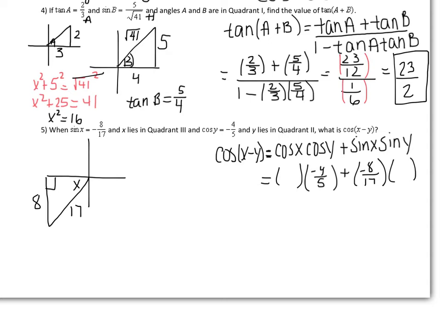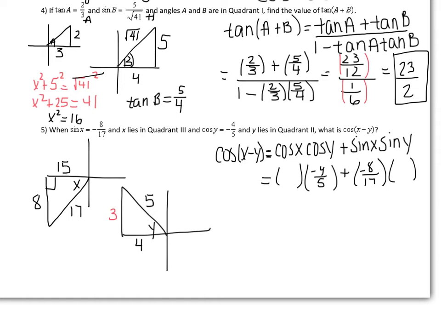Okay, let's go ahead and draw a picture about y. Y tells you it's in quadrant 2. So here's y, and they tell you that cosine is 4 over 5. So remember, 4 is the adjacent, and the 5 is the hypotenuse. Now we know a Pythagorean triple, so we know that this side is 3. And if you use the Pythagorean theorem for the x triangle, you will get that this side here is 15.